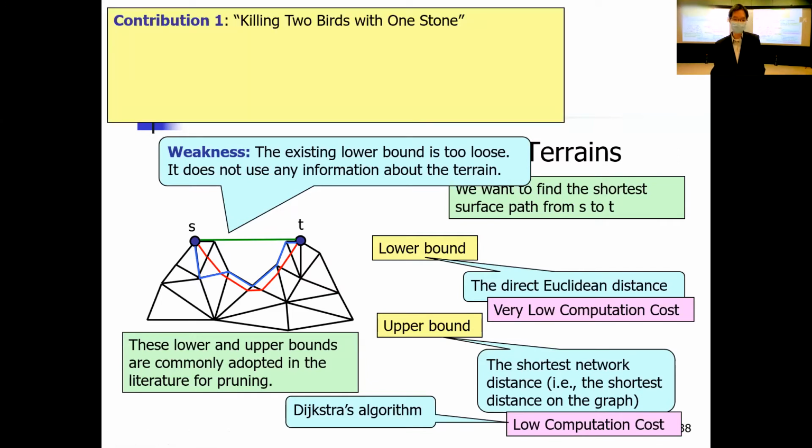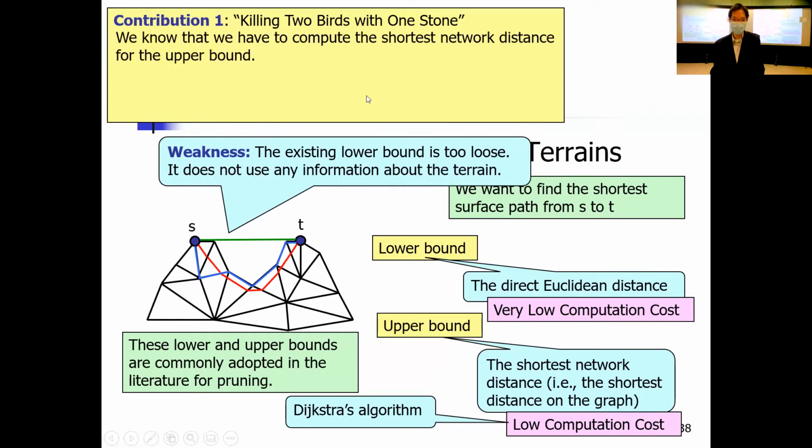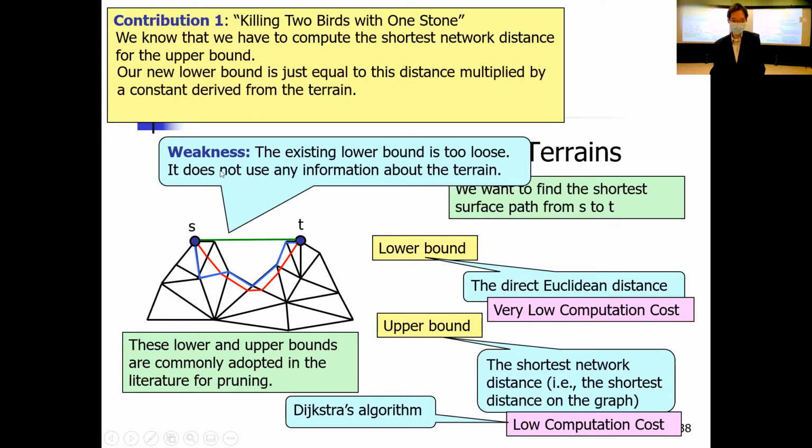In this paper, we have the first contribution. Contribution number 1, killing 2 birds with 1 stone. I think you understand this phrase, okay? We do one thing and at the same time we can do 2, okay? What is the meaning? We know that we have to compute the shortest network distance for the upper bound, the blue color one. This should be computed already. And what I want to say is that our new lower bound is just equal to this blue color one, the shortest network distance, multiplied by a constant, divided from the terrain, okay, divided from the triangles, okay.